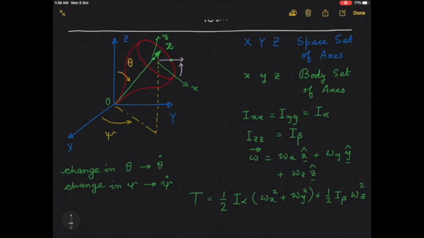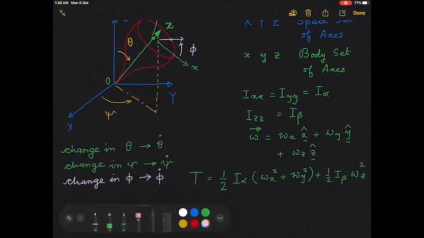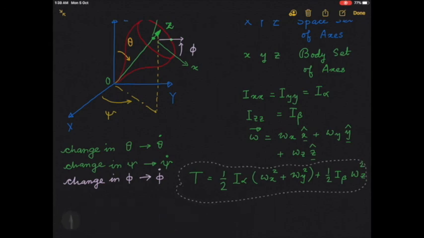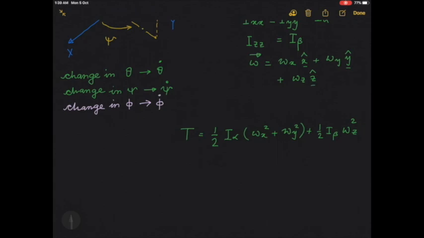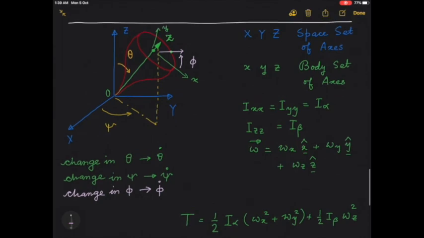This motion corresponds to the spin of the body. So this angle I call phi. So change in phi I call phi dot. Okay, so let me move this a little bit downwards here, because you see this motion of phi, change of phi, is just the spin of the body. So this angle is called spin angle.